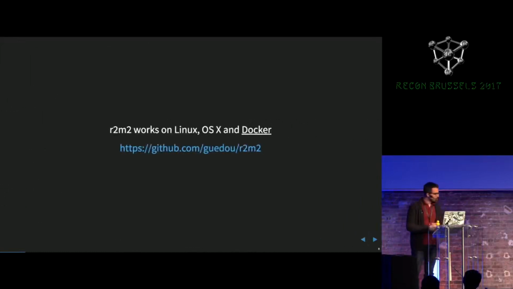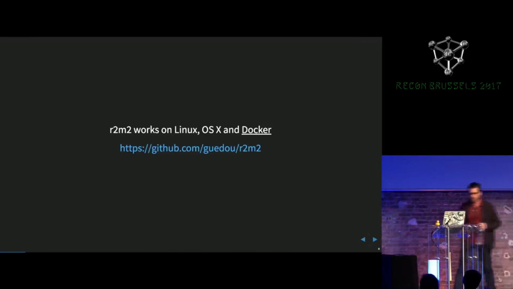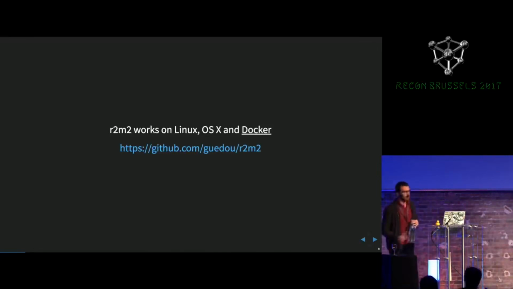Okay, so r2m2 is available on GitHub. Sorry, I'm not drinking alcohol, just water. So r2m2, you can get it on GitHub. It works on Linux and OS X. It also works on Docker. You can pull an image on Docker Hub. I recommend that you choose the Docker image, because some dependencies are kind of difficult to install. So please go for Docker. You can check it on my GitHub page.